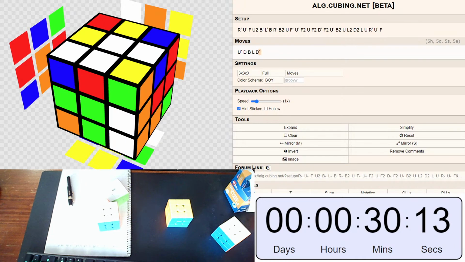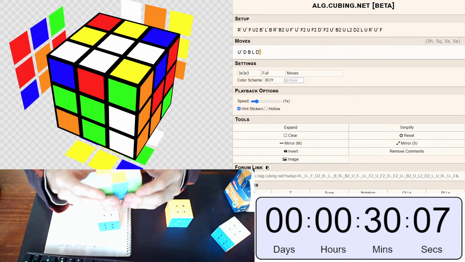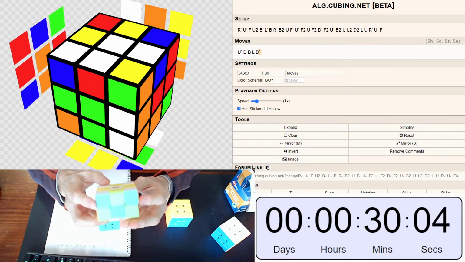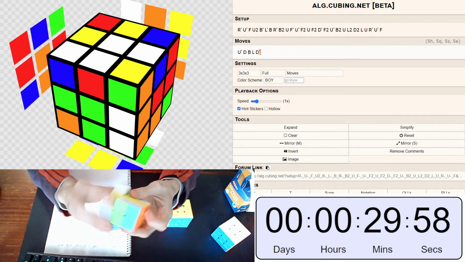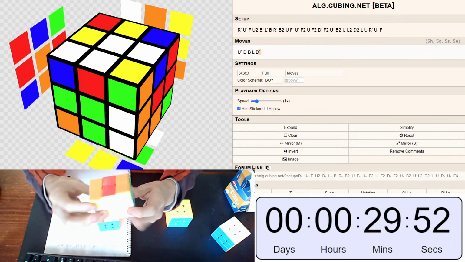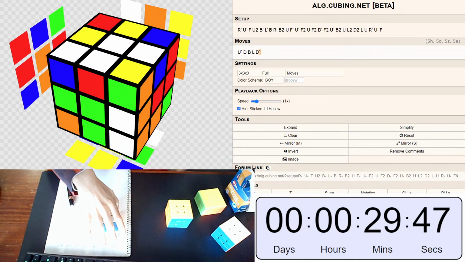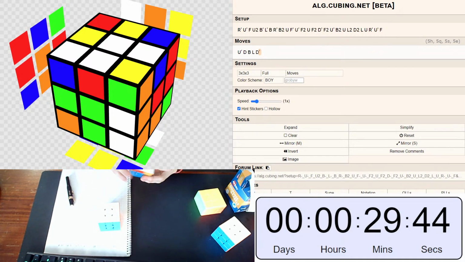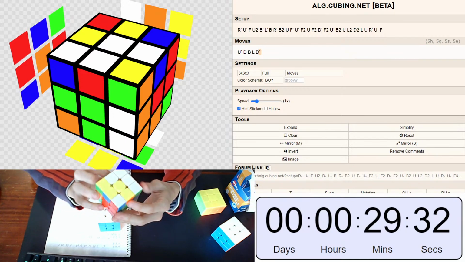A domino cube is a 3x3x2. So if I checkerboard this for you, it's a 3x3x2. So basically, domino reduction is a method where you reduce a 3x3x3 to a 3x3x2 by having opposite colors on each side. Like this. So you got white and yellow, and then all scrambled on the other sides.